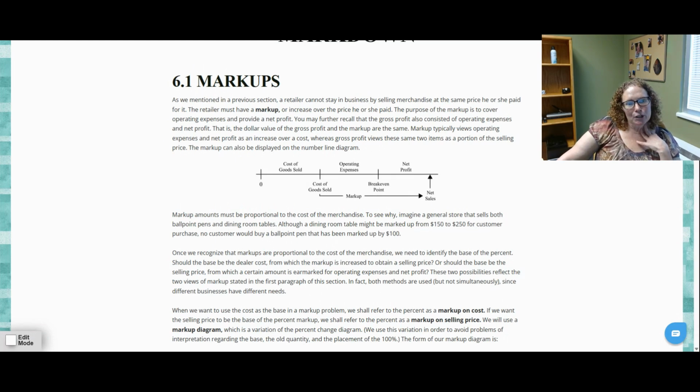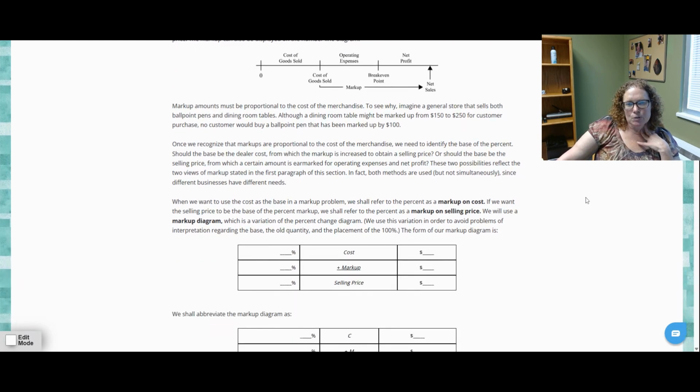Now, when we look at costs of merchandise, we want to remember that markups will be proportionate, because you're not always going to want to have the same markup on all your items. So for example, as it says in the book, if a company buys and sells pens, they're not going to have as great of a markup on those pens as they would on living room furniture.